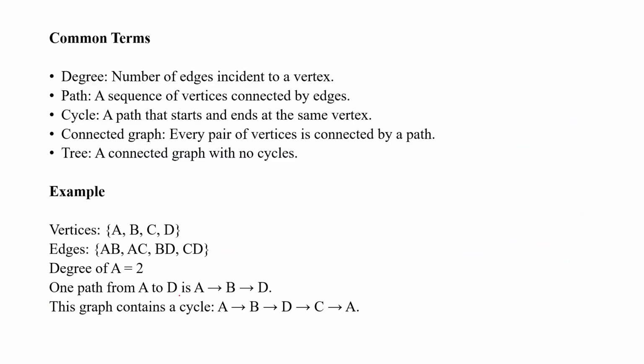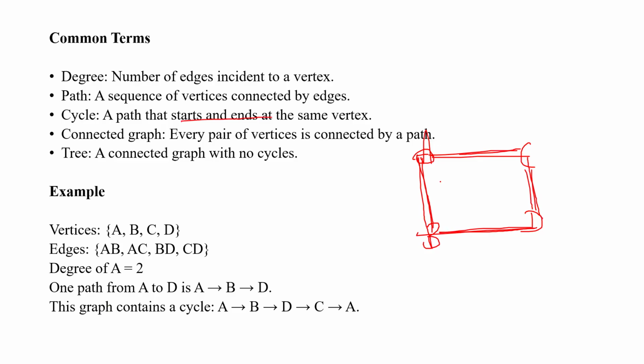One path from A to D, sorry, I have left out. This is A, this is B, this is C, this is D. This is the graph actually. If I want to go from A to D, I can go A, B, B, D. And one more thing, A, C, C, D also I can go. And this graph contains a cycle: A, B, B, D, D, C and C, A. That is called a graph cycle. So what does a graph cycle mean? Start and end at the same vertex. That's our graph cycle. Okay.